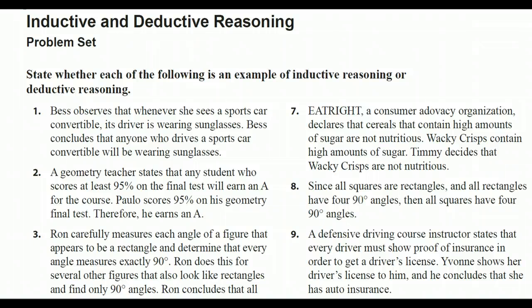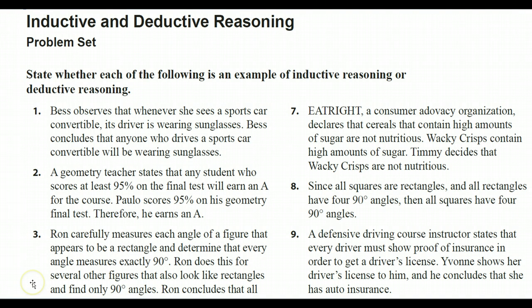She's using specific data. She hasn't seen every single sports car. So even though maybe she's seen a lot, it doesn't say, but even though she hasn't seen all of them, that would be inductive. Because you can't say, yes, every sports car convertible will be wearing sunglasses. And another way to think of it is that if she saw one sports car convertible and the person was not wearing sunglasses, then that's going to disprove it right there. So if you can disprove it with one example, you know that it's not deductive reasoning. Okay, so let's take a look at number 2.